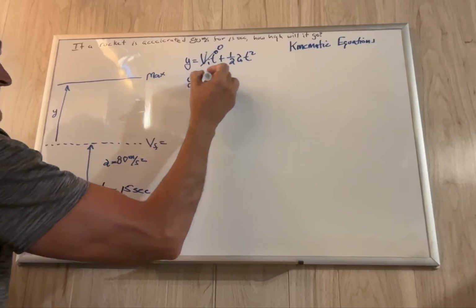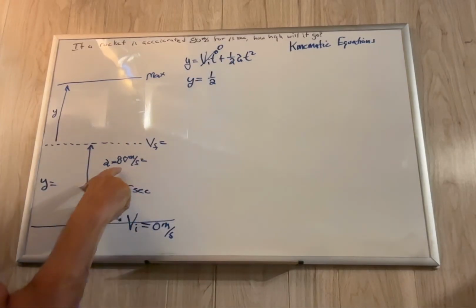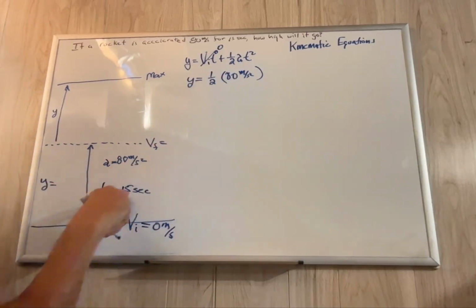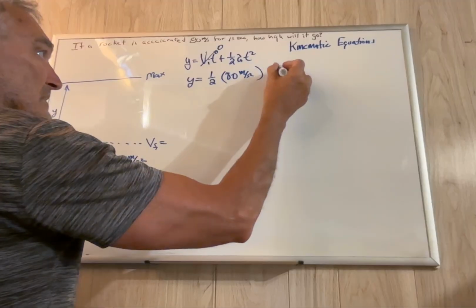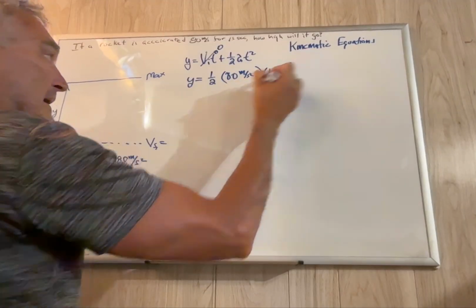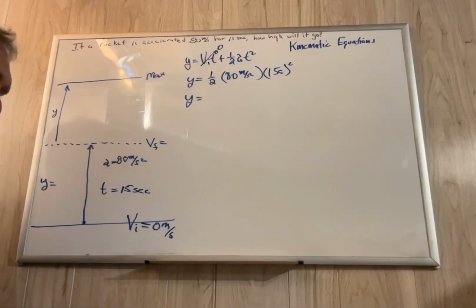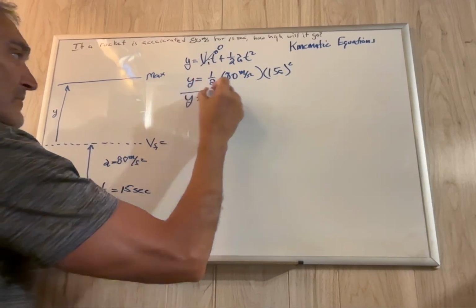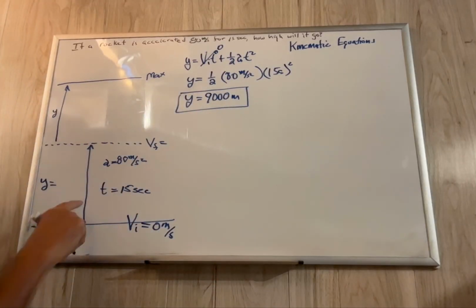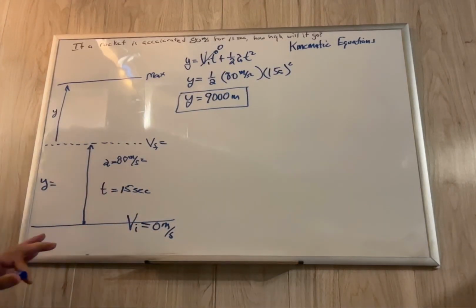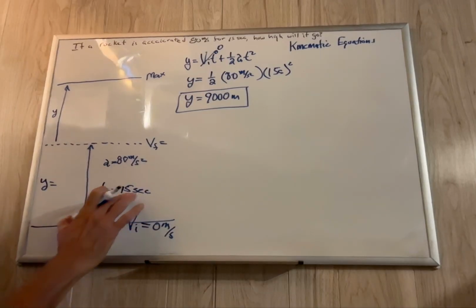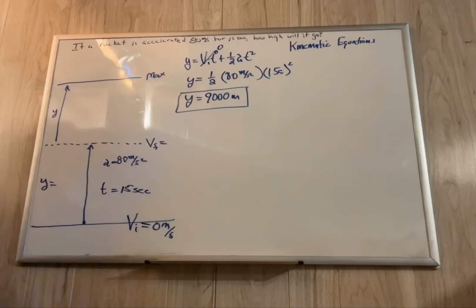So y is going to be equal to 1/2 my acceleration, which is 80 meters per second squared, and then my time is 15 seconds, and we're going to square that. Y ends up being, I came up with close to 9,000 meters. So we know now that with this acceleration, this rocket, we're not worried about F equals ma right now. We're just going to use kinematic equations. We're not worried about the dynamics. We're just worrying that it has an acceleration and how much time it was accelerated. With this acceleration, it's going to go about 9,000 meters.